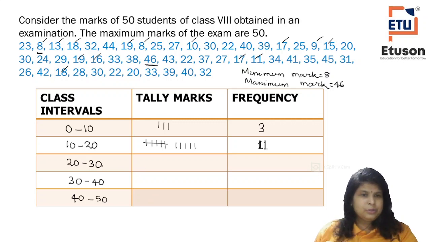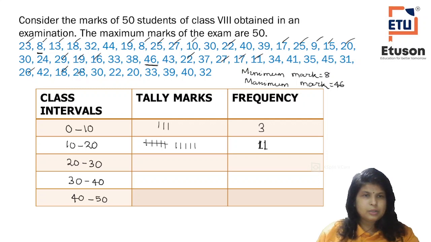Okay, so now let us go to the next class interval, that is 20 to 30. So here there is a 23, 1, 25, 2, 27, 3, 22, 4, 25, 5, 26, 7, 30 we cannot take, 8, 9, 10, 11, 28, 12, 13, 14. Is there anything else? No, it is 14. Okay, so I'll just write down 14 here.